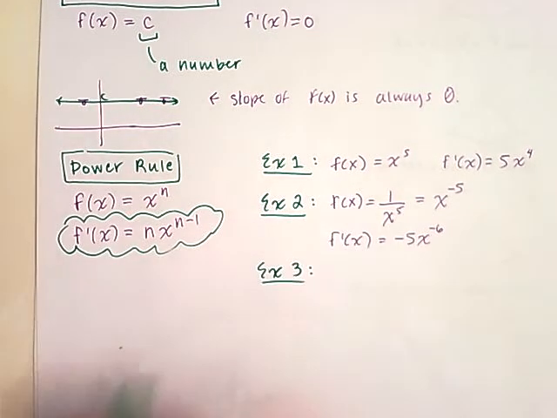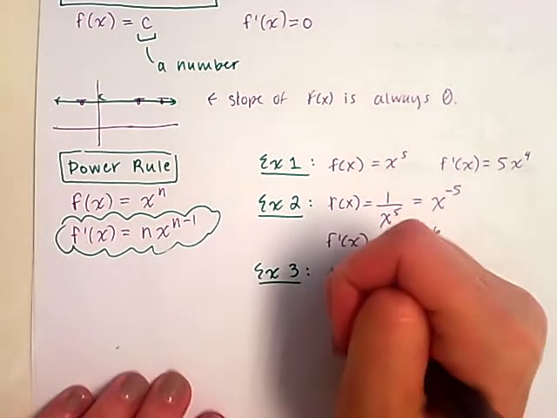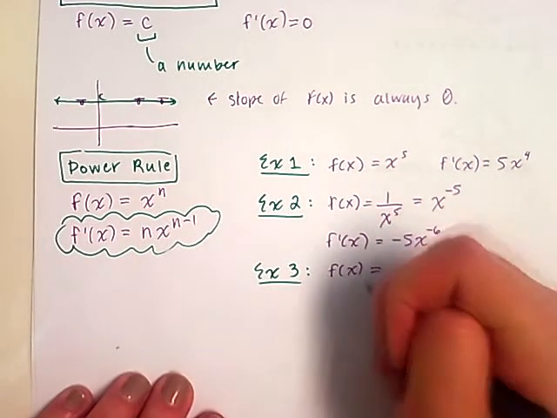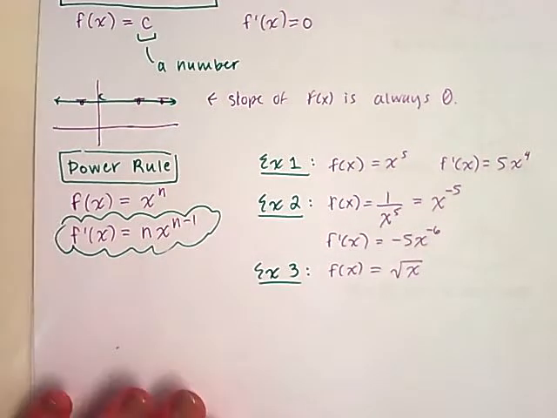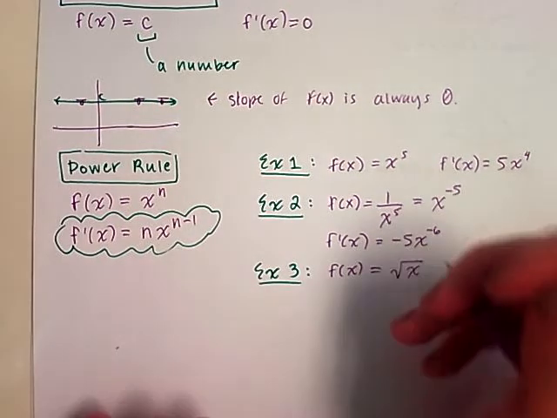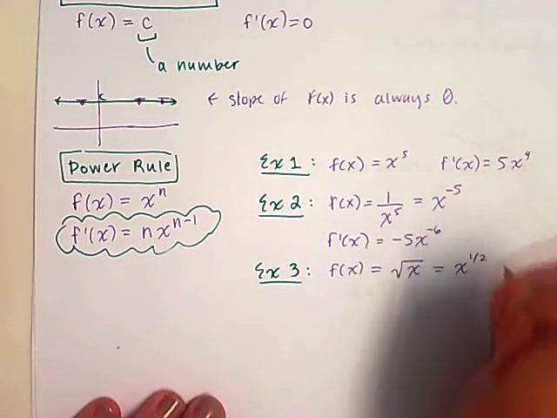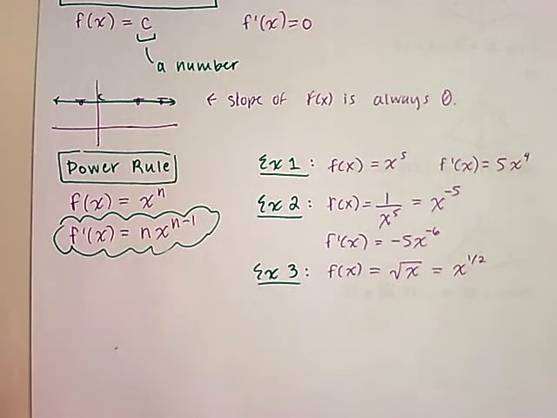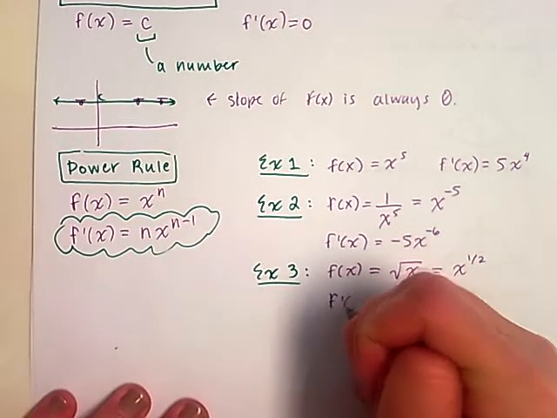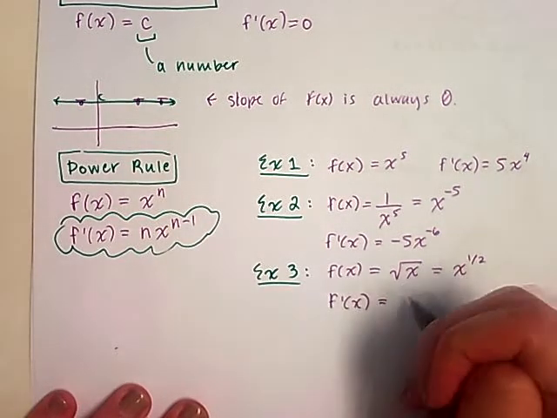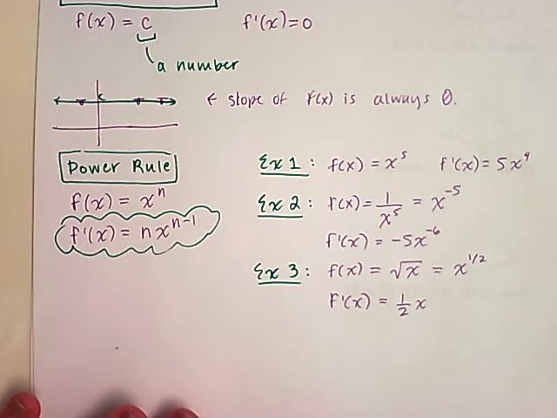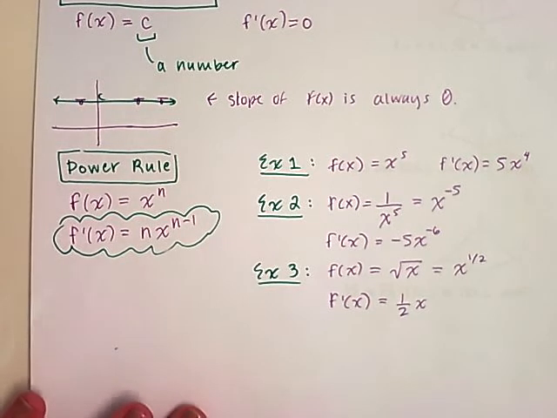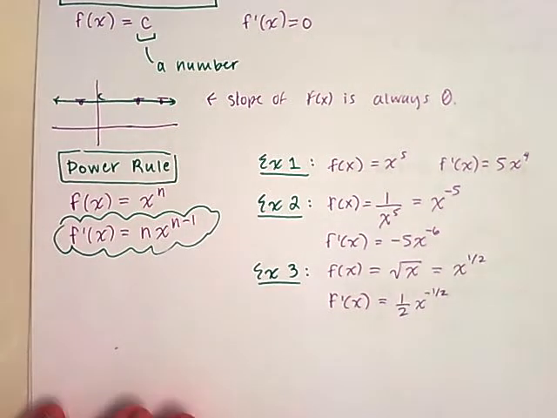The power rule also allows us to deal with roots, because if you remember, if we have something like f of x equals the square root of x, the square root of x can be rewritten as x to the 1/2. And now I can think about it as x to the nth, where n is 1/2. So then I would say f prime of x is, I bring the 1/2 out front, then I have x to the 1/2 minus 1. 1/2 minus 1 is negative 1/2.